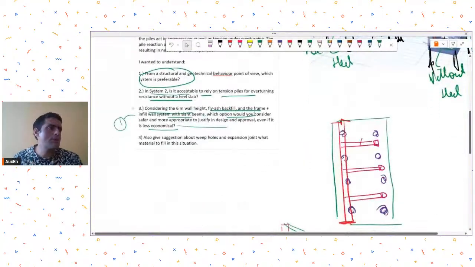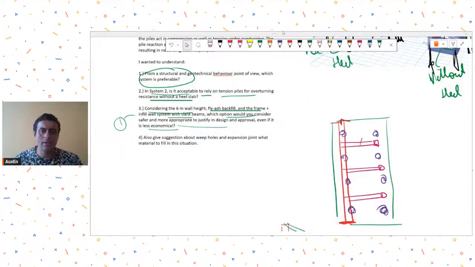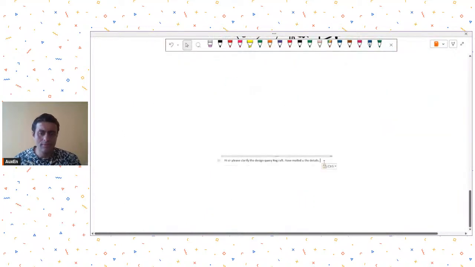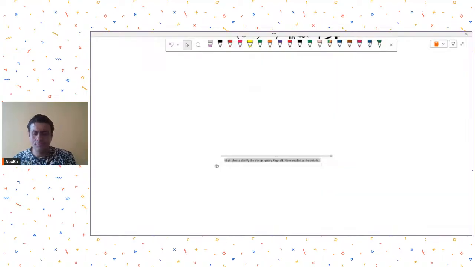So this was Mr. Vineet with this question, and the next query is from engineer Karthikeyan. He is an independent consultant from Chennai, and he is asking, please clarify the design query regarding raft. Have mailed you the details.